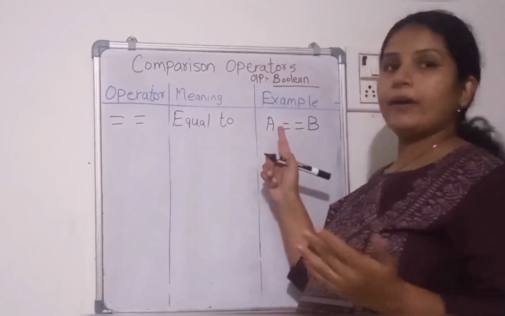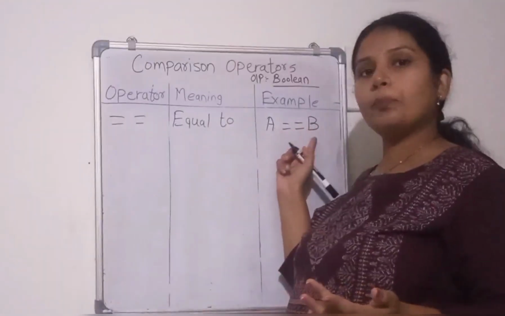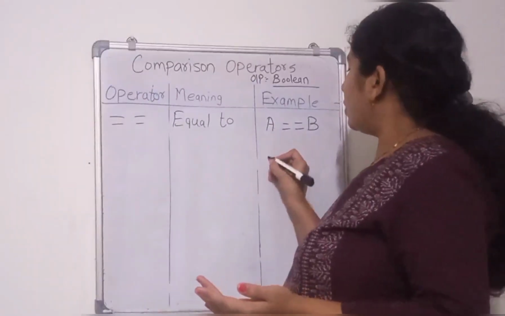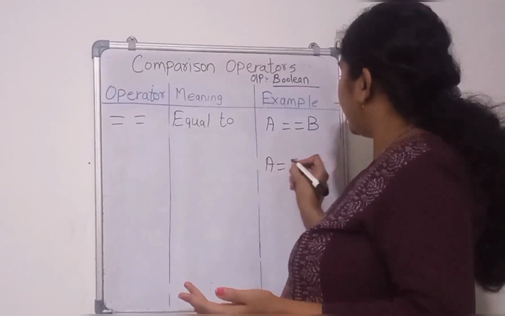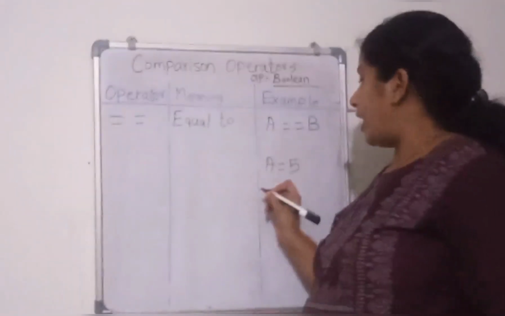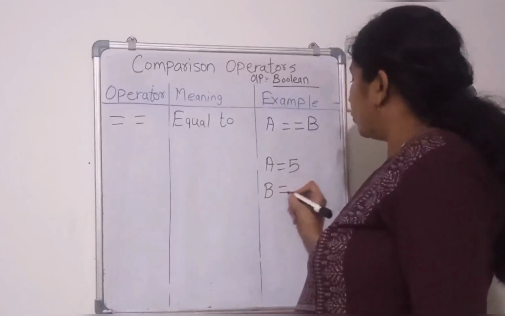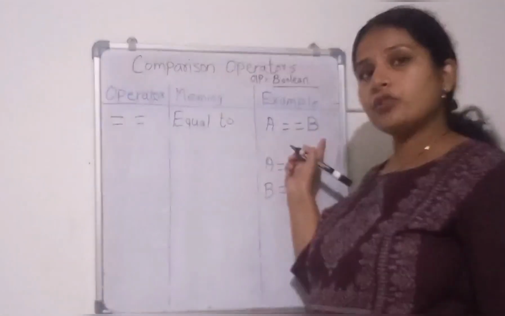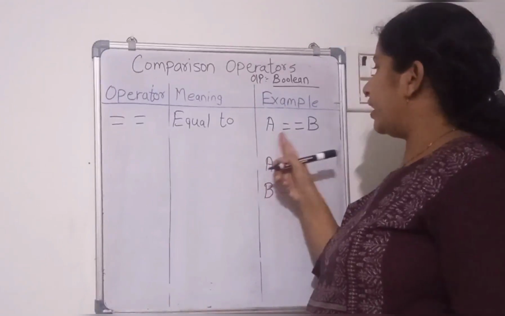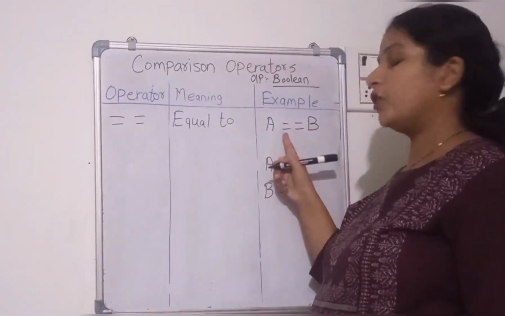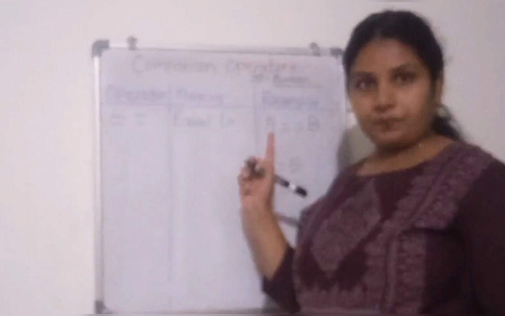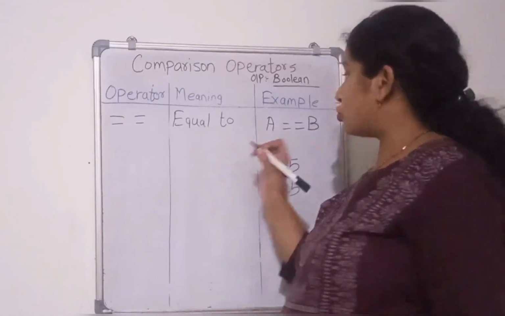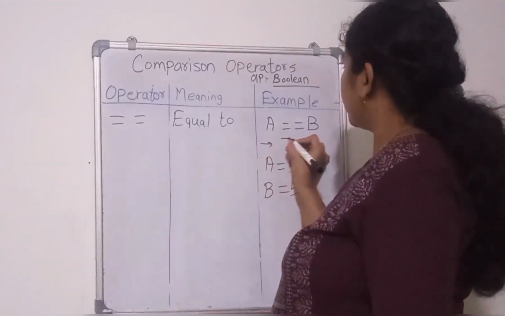So I am checking A equal to B. Now suppose I am taking A value as 5 and B value as 5. Is this condition true? Is this expression true? A equal to B, 5 equal to 5. Yes, the result is yes. So here our output will be true.